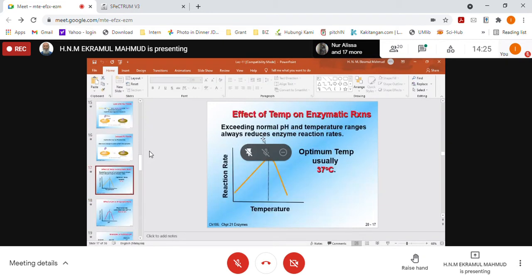So, the effect of temperature on enzymatic reactions. Suppose our normal temperature in the body, if it is working in our body, then its usual temperature is 37 degrees centigrade. So exceeding the normal pH and temperature ranges always reduces enzyme reaction rates. If we exceed the optimum temperature and optimum pH, then our reaction will occur, but very slowly. The rate will be very high at the optimum temperature, as for example 37 degrees centigrade, and an optimum pH maybe 7.1 or 7.2, right?